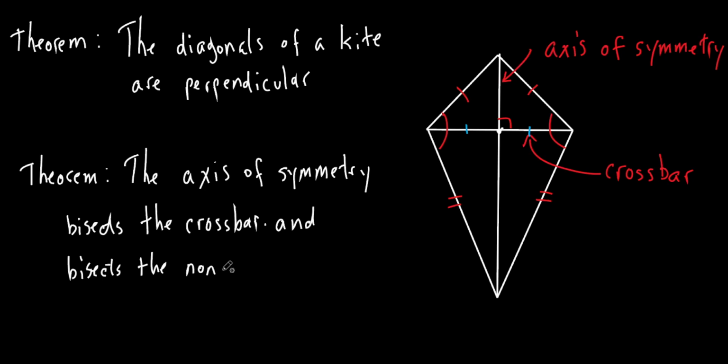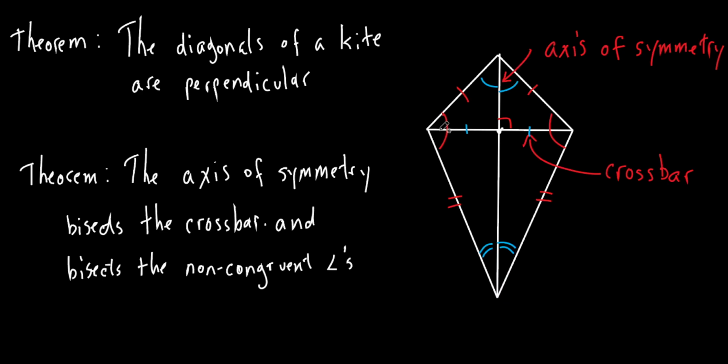The angles that are not equal to each other, right? So the non-congruent angles. All right, so what does that mean? Let's go back to the blue. Remember, this angle up top here is not equal to this angle on the bottom here. But this axis of symmetry does bisect that angle. So these two angles would be equal to each other right here. What about these two little skinny angles down the bottom? They would also be equal. Why? Because the axis of symmetry bisects the non-congruent angles.